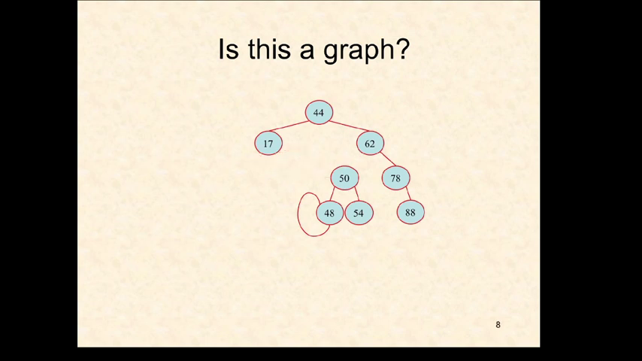What about if there are disconnected regions? Does it still meet our definition of a graph? It still has vertices, it still has edges, and if it meets our definition of a graph, sure, that's a graph. It's a disconnected graph. It has places you can't get to from here.